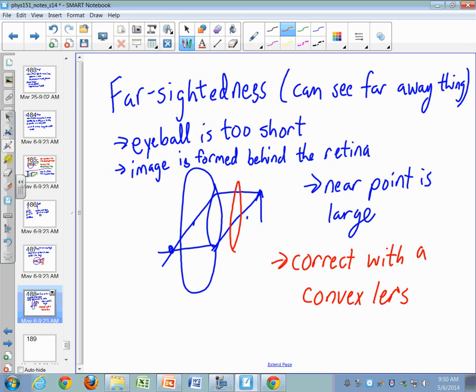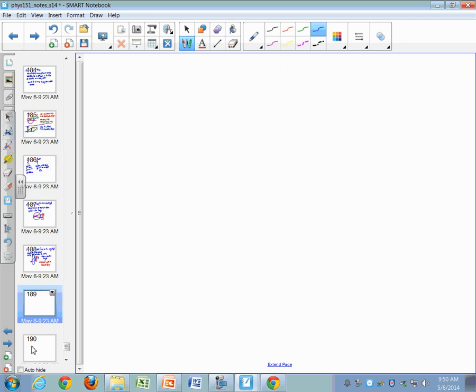These last two are age-related problems. There's a small section in your book on age-related problems, and that is presbyopia or astigmatism.